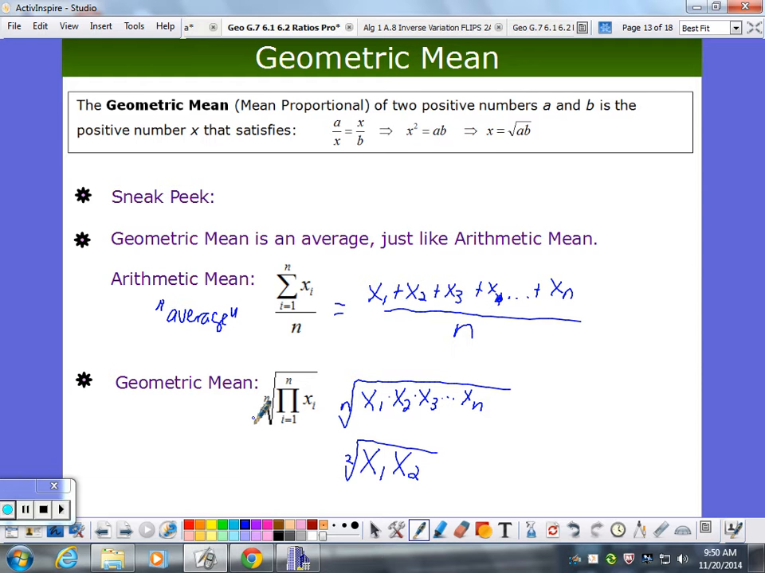Uppercase pi. Lowercase pi, we know what that is, right? We can't use that one. You know how lowercase sigma is something else, and lowercase pi is something else? It's the Greek alphabet. Uppercase pi, if you're using it in math, you're multiplying stuff. If you're using it lowercase, you're working with the ratio of a circle's circumference to its diameter, that kind of thing.